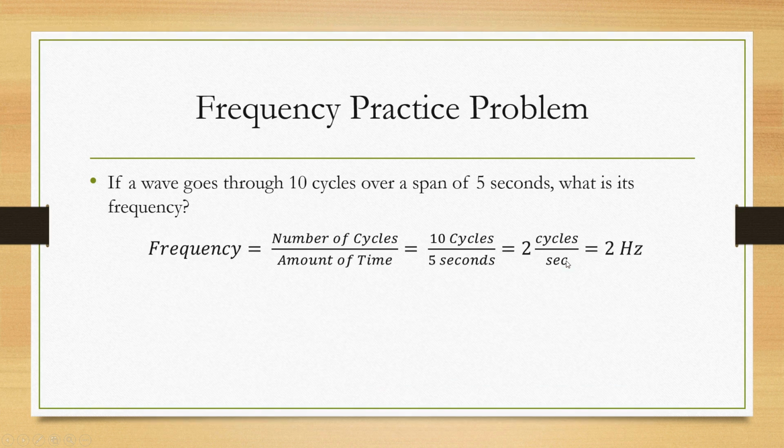Let's do a practice problem with that real quick. Okay, so the problem could say if a wave goes through 10 cycles over a span of 5 seconds, what is its frequency? Well, we know frequency is equal to the number of cycles divided by the amount of time. So in this case, we say a wave goes through 10 cycles, so our number of cycles is 10 cycles over a span of 5 seconds, so our amount of time is 5 seconds. 10 divided by 5 is 2. We get 2 cycles per second, and we know cycles per second is a fancy way of saying a hertz. So really our frequency then is 2 hertz.